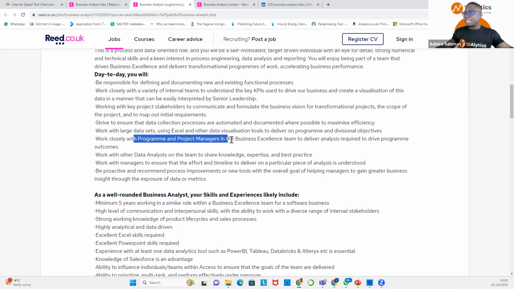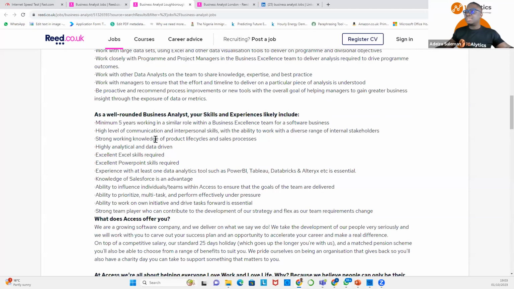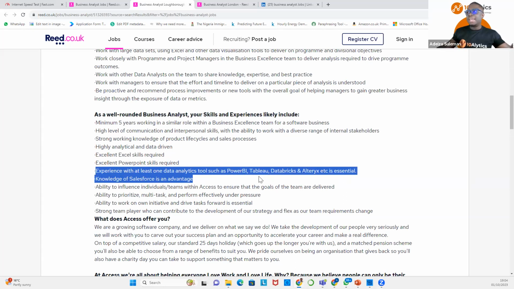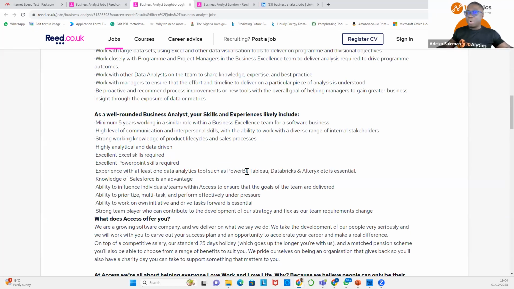Work closely with program and project managers, all right? And you can see the tools here. Again, as a well-rounded business analyst, your skills and experience should likely include 5 years experience, high level of communication, high analytical and data skills, excellent Excel, all right? Excellent PowerPoint, experience with at least one data analytic tool, such as Power BI, Tableau, Databricks, Alteryx. All right. So if you know one out of this, Power BI, for example, you're good to go.